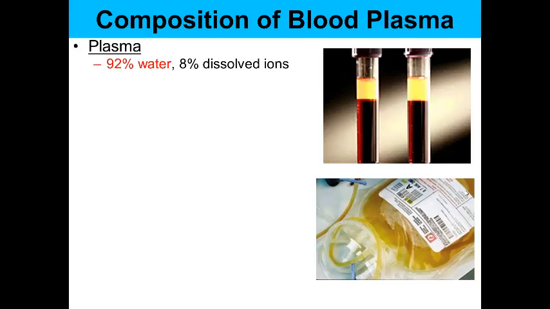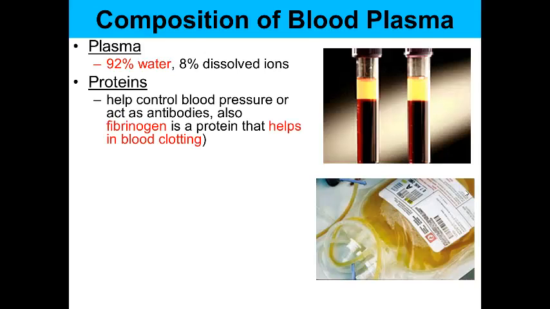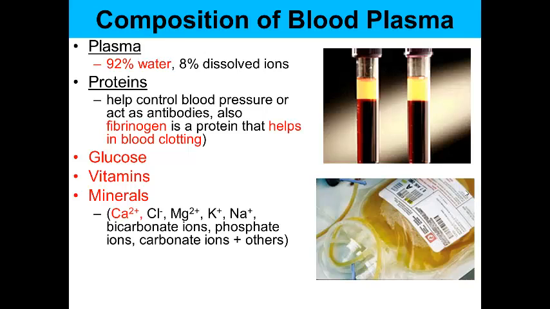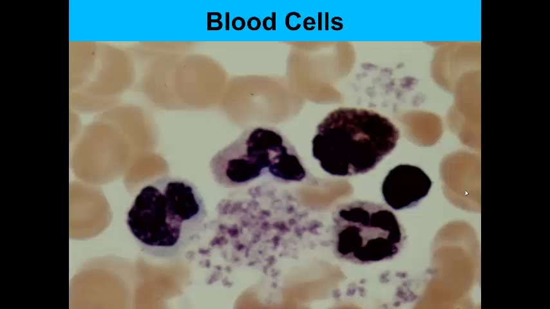Plasma is about 8% dissolved ions and 92% water. It contains proteins such as fibrinogen that help in blood clotting, as well as antibodies. It contains glucose, vitamins, and minerals such as calcium, chloride, magnesium, sodium, and bicarbonate, all of those things that are needed to keep the pH of your body normalized and act as buffers, as well as for nerve impulses and other cellular function. It can also contain gases as well as waste products produced by cells.